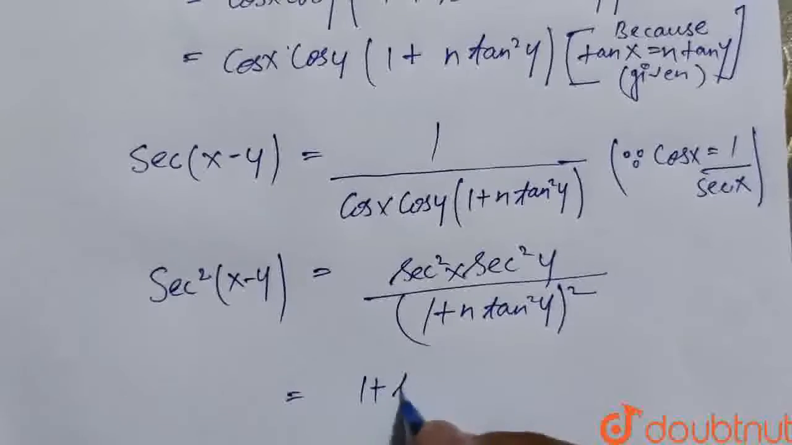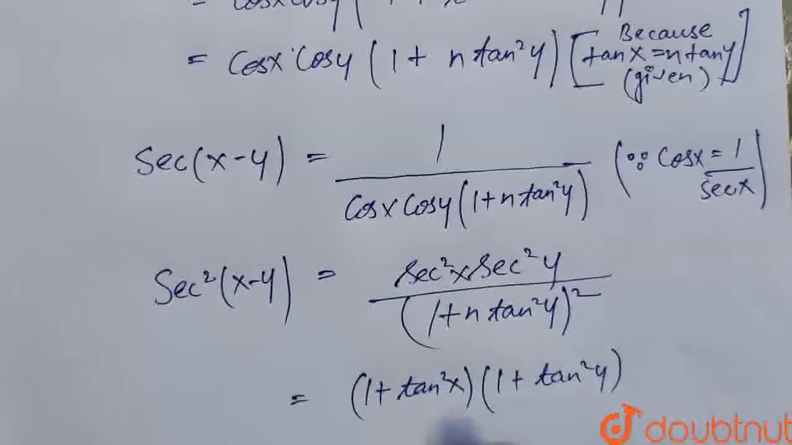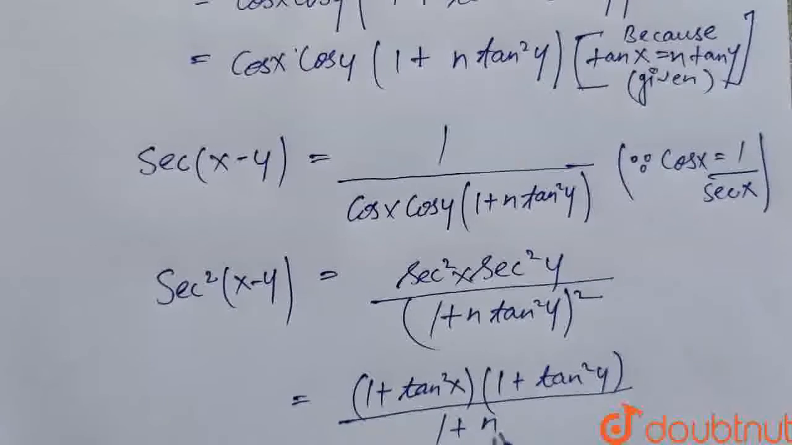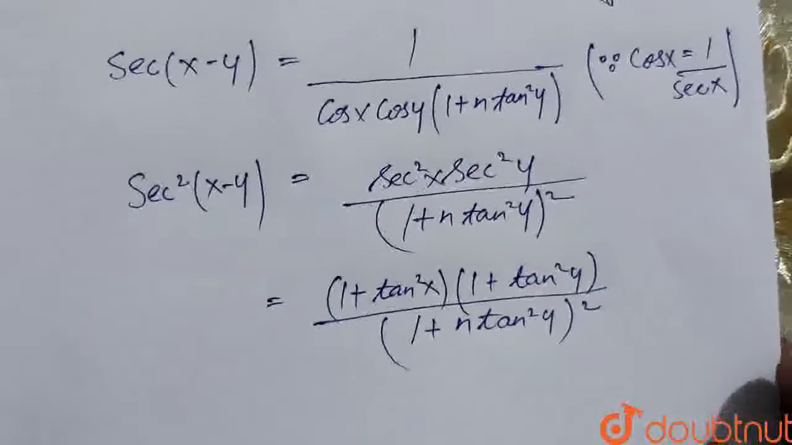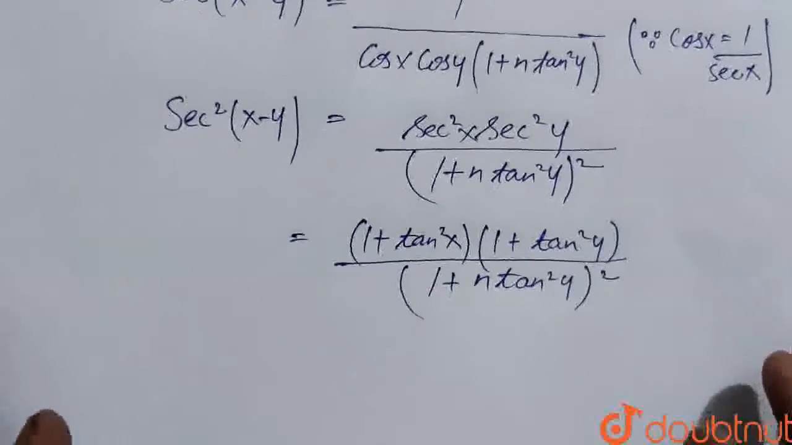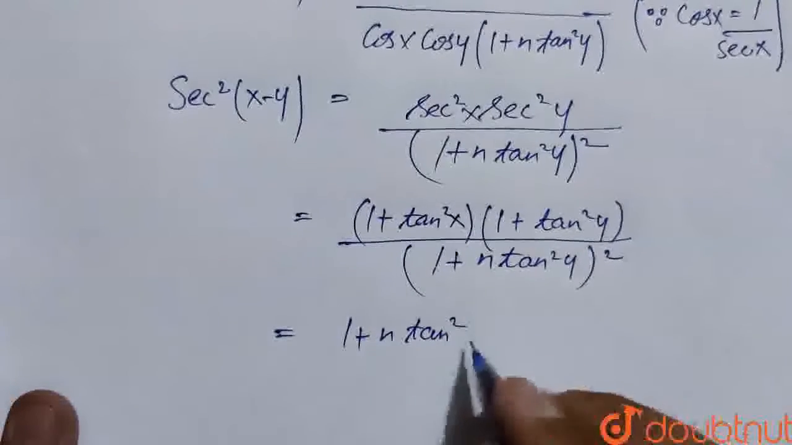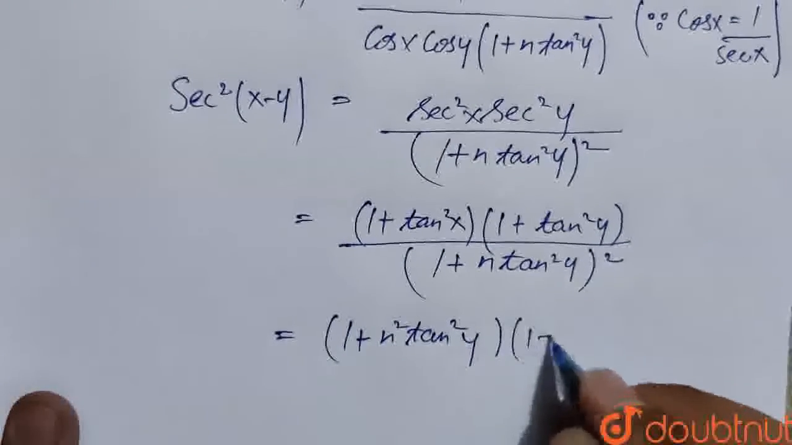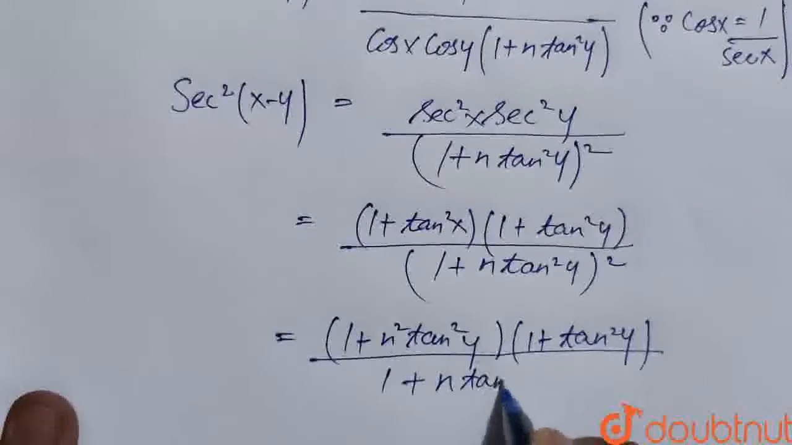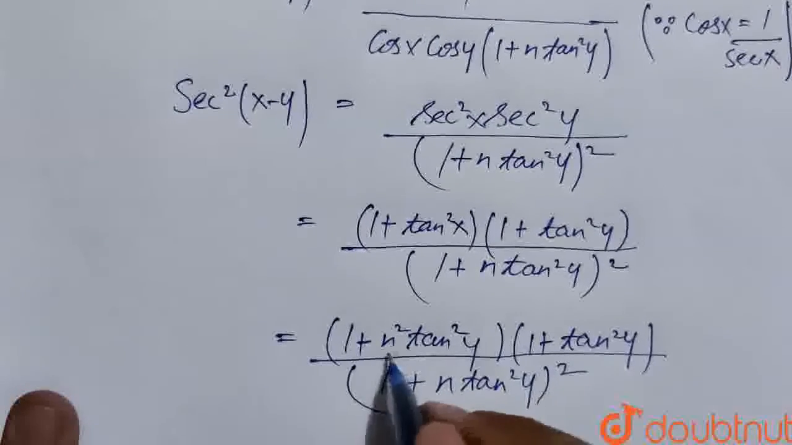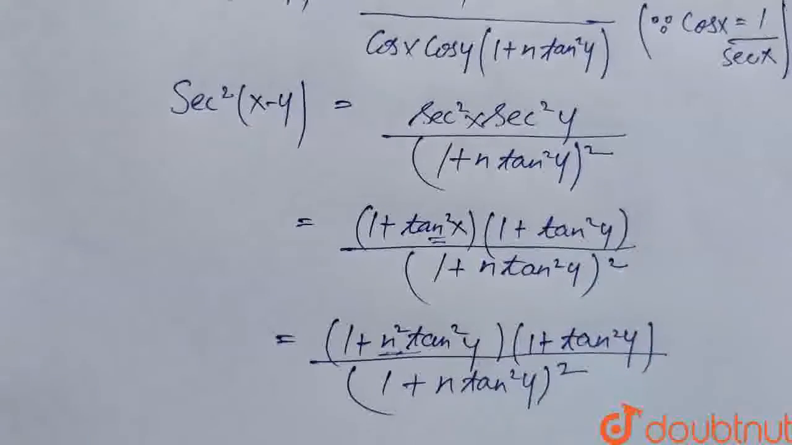Now we know that secant square x is equal to 1 plus tan square x. Similarly, secant square y will be equal to 1 plus tan square y, and the denominator we will keep as it is, which is (1 plus n tan square y) whole square. We have written n square into 1 plus tan square y because it is given that tan x is equal to n tan y. Therefore we can write that.